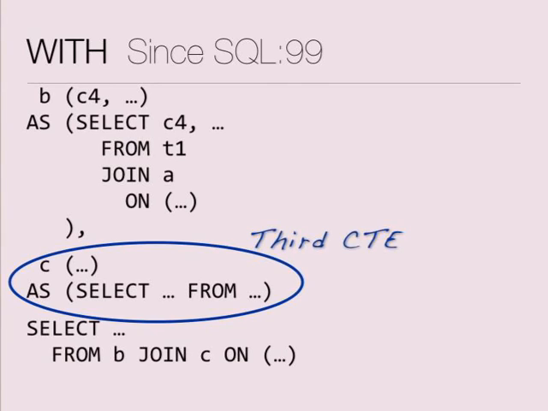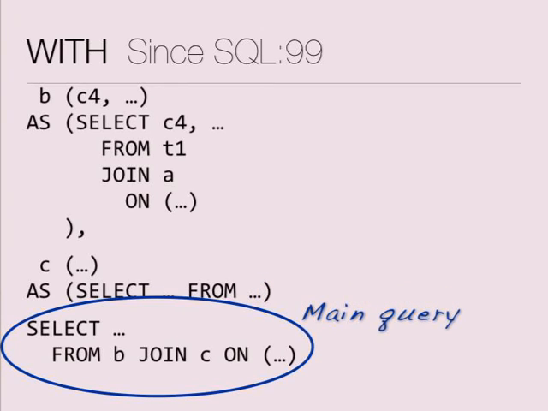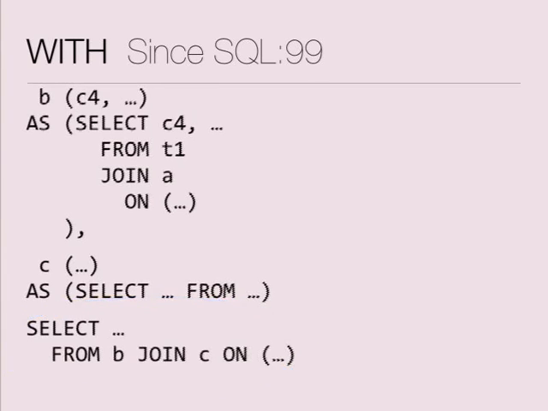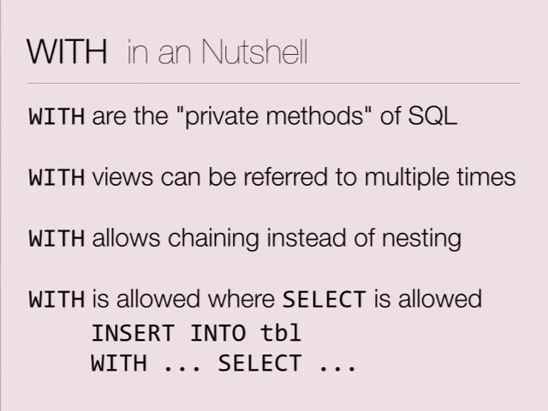So I have also defined a third common table expression here called C. And then finally, the important part is that there is no comma anymore after that definition. And that basically means there's the main query coming now, which can then access all of the common table expressions you have defined before. So the big game changer, at least for me, is you can now read it top down and not innermost outside. It's really source code management. It's also placed more nicely with Git and so on for the diffs. So that's what it basically is.